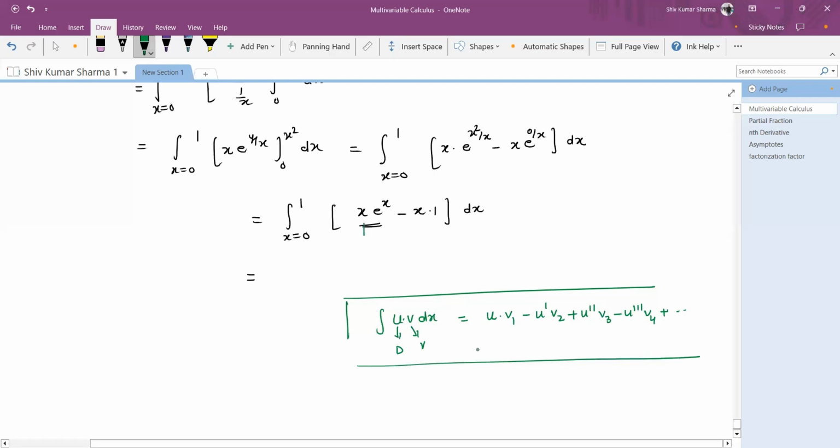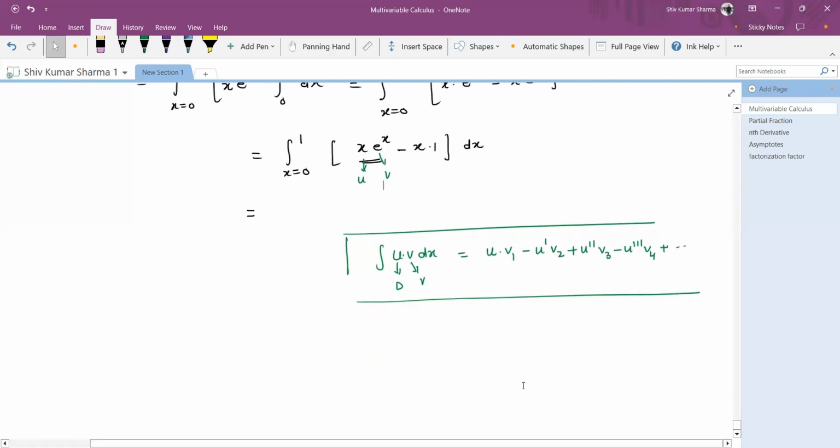So here we consider x as u and e raised to the power x as v while integrating. We write x as it is, and the integration of e raised to the power x is e raised to the power x, minus the differentiation of x, which is 1, and the two-time integration. One-time integration is e raised to the power x, and again we integrate that, which gives the same integration.